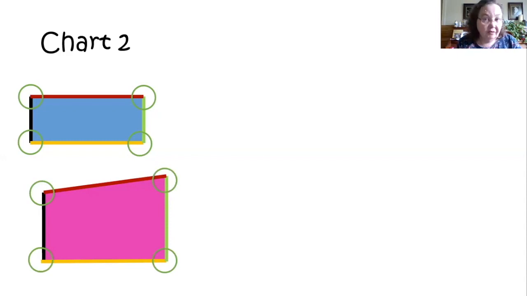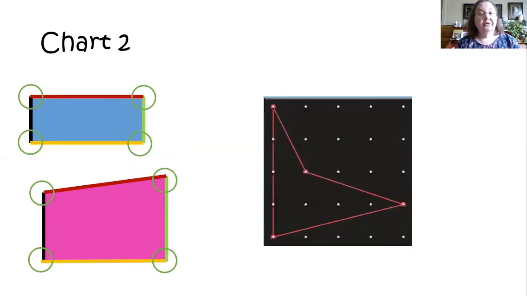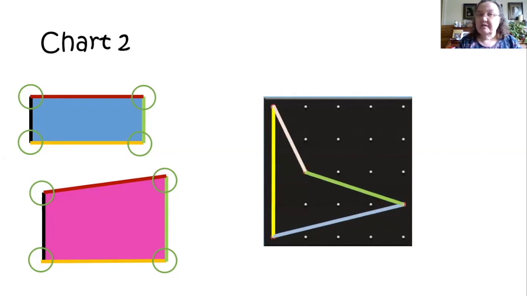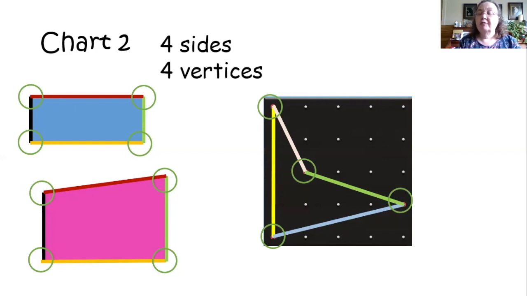Can you make a different shape using just 4? Here's mine. I did mine on the geoboard. Well, that looks a little strange. Let's see if it still has 4 sides. 1, 2, 3, 4. It still has 4 sides. Does it still have 4 vertices and 4 angles? 1, 2, 3, 4. It sure does. So we're going to say these things in chart 2 have 4 sides, 4 vertices, and 4 angles.